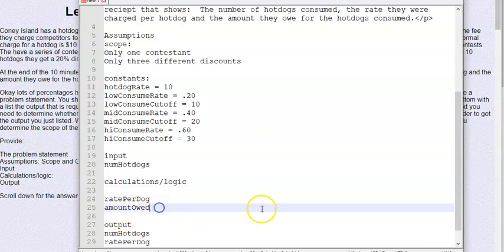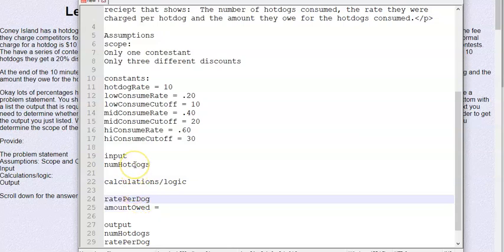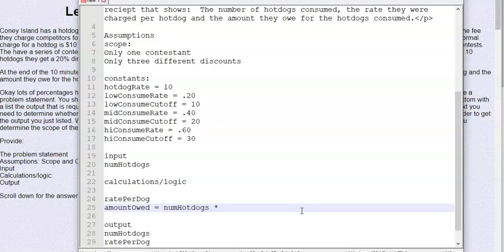So the amount owed is going to be pretty easy. We always start with the bottom one because it's the easiest math. If I know how much they're going to charge for each hot dog, and I know how many hot dogs they ate, then very easy. So that's just going to be num hot dogs times the rate per dog. Very good.